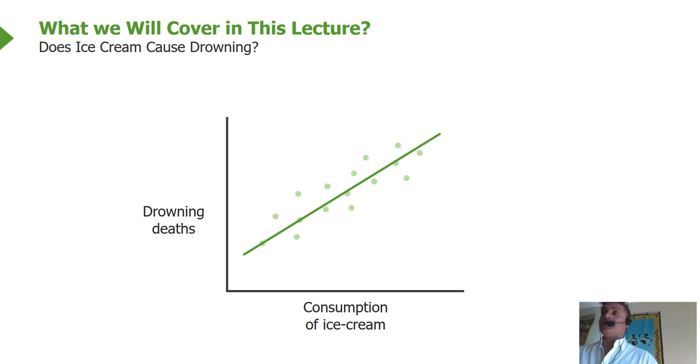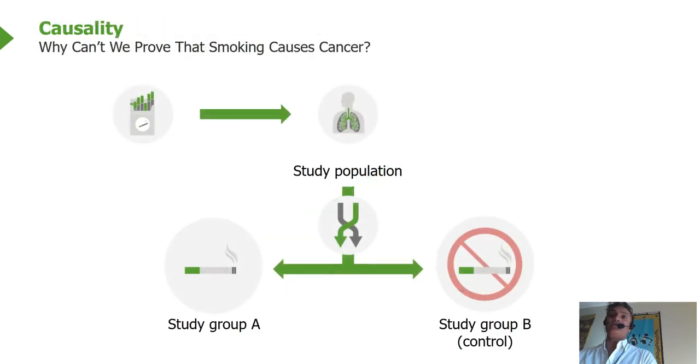But this is where we get into the whole correlation versus causation debate. Clearly, ice cream and drowning are correlated. We see that on the graph. There's a strong linear correlation there. But one is not causal to the other. So how do we disentangle that relationship?